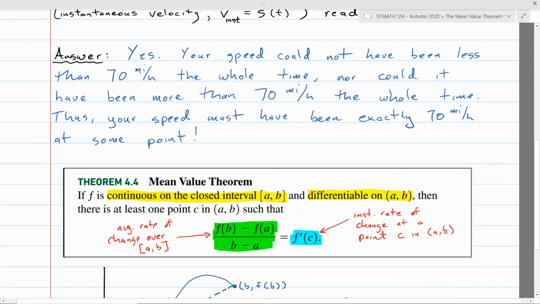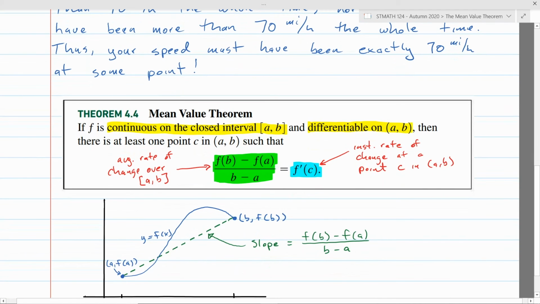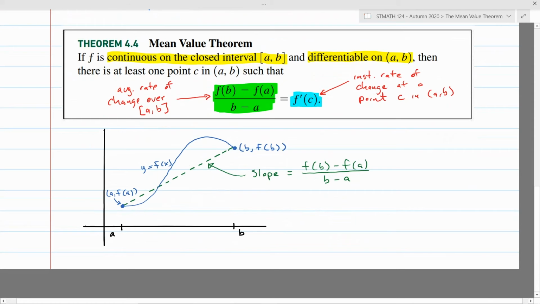So the average rate of change has to be equal to the instantaneous rate of change somewhere in the middle of the interval. And you can even see this geometrically. In blue, that graph is the function f of x. And that green dashed line, that's just the straight line between the endpoints. And if you look at the slope of that green line, it's f of b minus f of a over b minus a. It's that average rate of change.